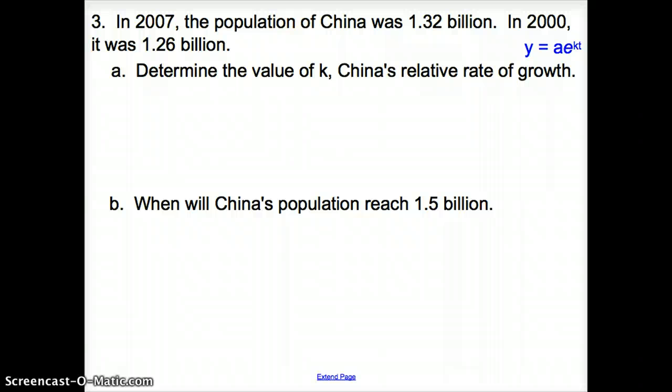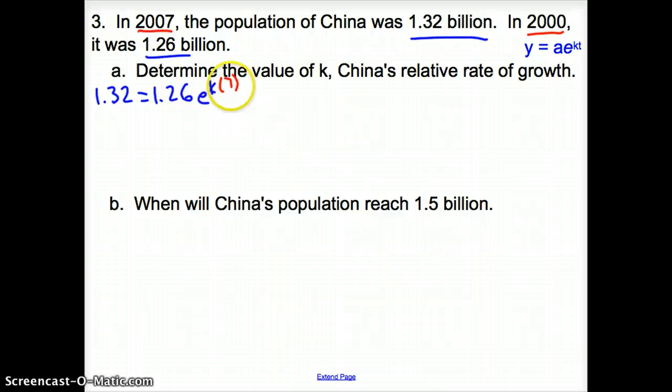Moving on now, in 2007, the population of China was 1.32 billion. In 2000, it was 1.26 billion. We are asked to determine the value of k in China's relative rate of growth. So let's start off with y. What is y? Y would be the final amount, which is 1.32 billion. So we're just going to keep it 1.32. That's going to equal, now what did we start with? We started with 1.26 billion, times e, which will always be e. Do we know what our k is? No, we don't. Now, tough part here though, what is our time? Started in 2000, finished in 2007, so we have 7 years for our time.